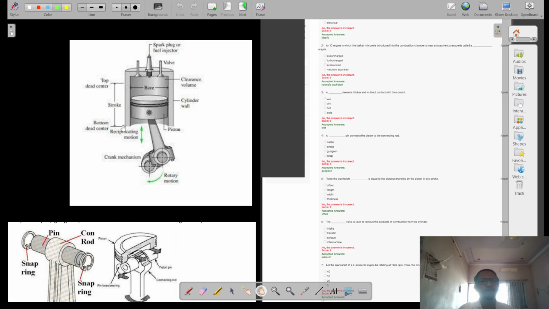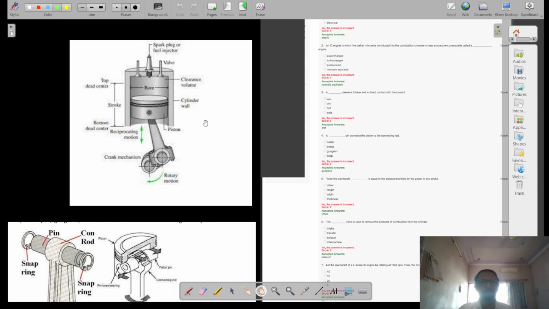When the piston is at top dead center, there remains space between the piston and the cylinder head. That is called clearance volume. Whereas when the piston moves from the top dead center to the bottom dead center, that is the piston displacement volume, also termed as swept volume.